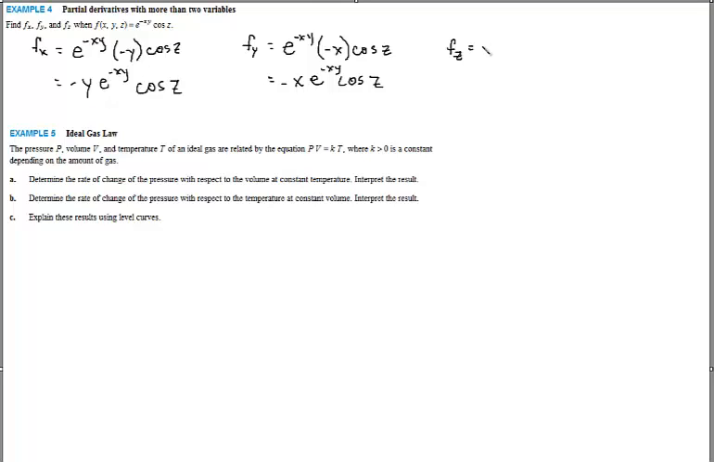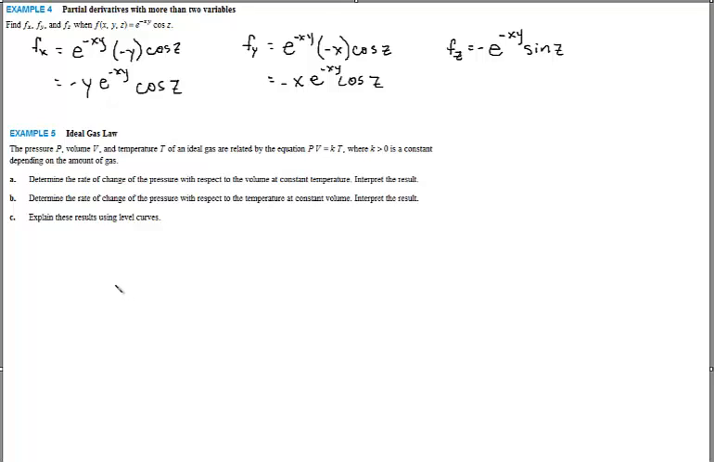In the next one, I once again use the product rule. This e to the minus xy is just a constant, and then the derivative of this cosine z is just minus sine z.